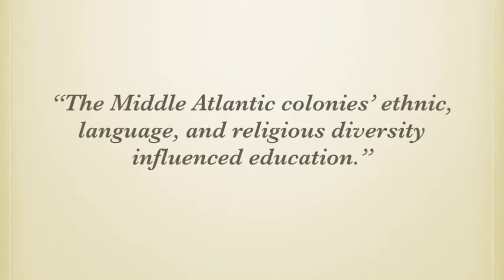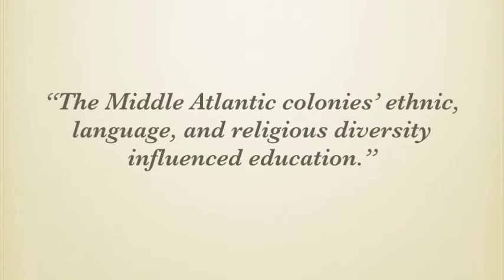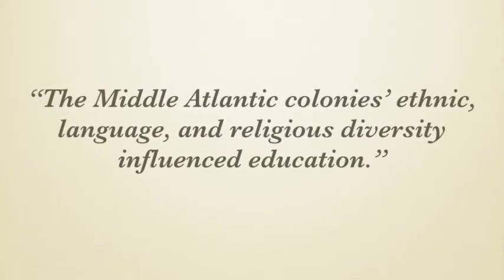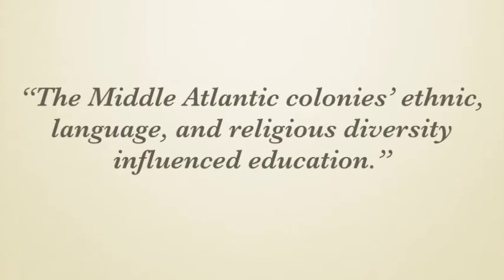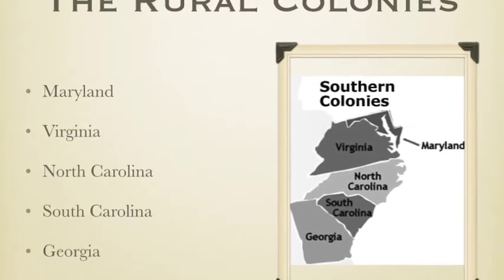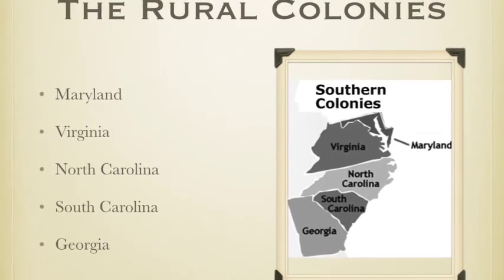The Middle Atlantic colonies' ethnic, language, and religious diversity influenced education. It is clear the diversity among the community created a very atypical educational atmosphere. The final category of colonial schools is Southern. These colonies include Maryland, Virginia, North Carolina, South Carolina, and Georgia.